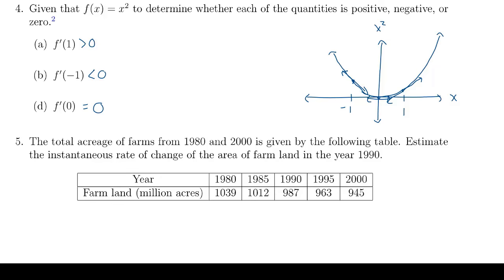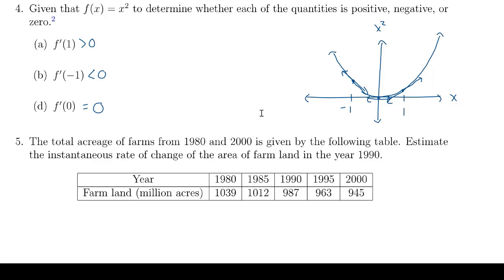So as we discussed, you should just do a quick plot of this function and then sketch the tangent lines at these values of x, at x equals -1, x equals 0, and x equals 1. And then you can simply look at the slope of those tangent lines, and that will tell you whether the derivative or the rate of change is positive, negative, or 0.